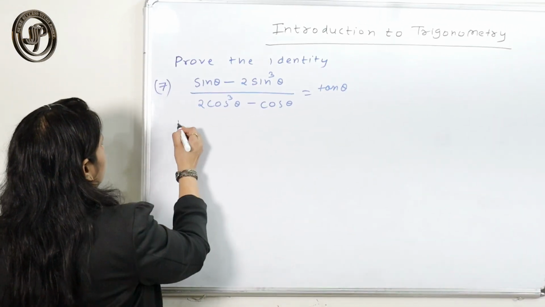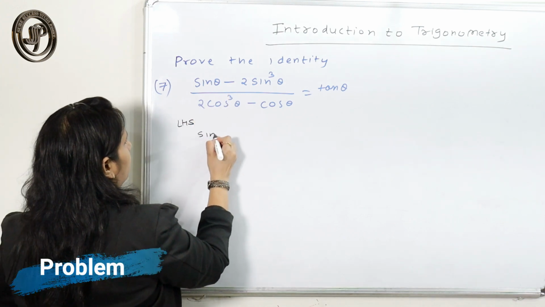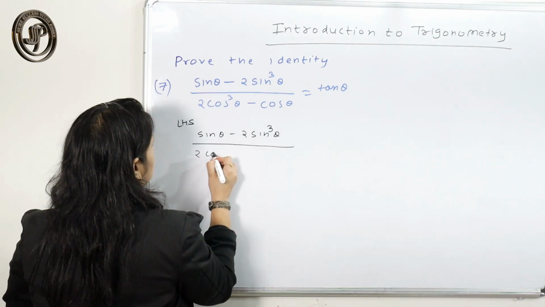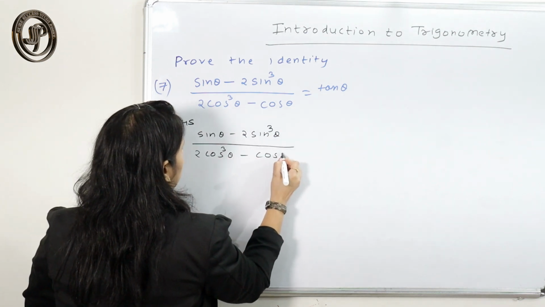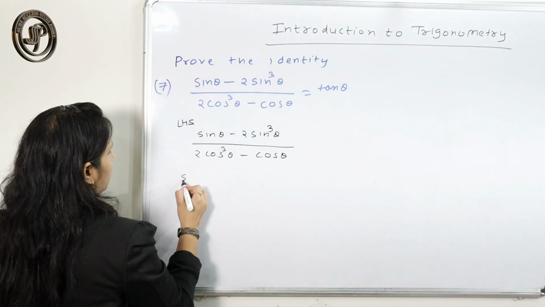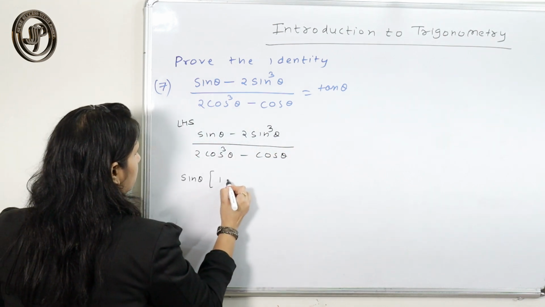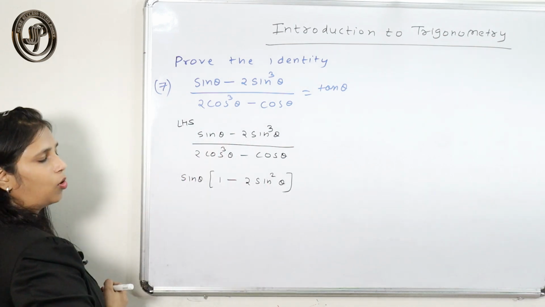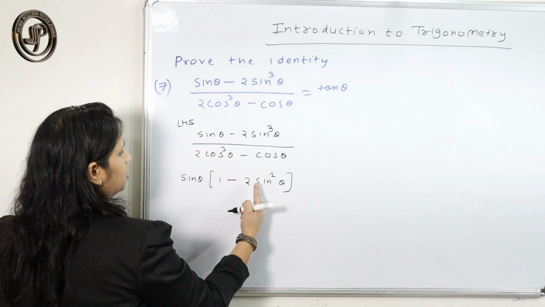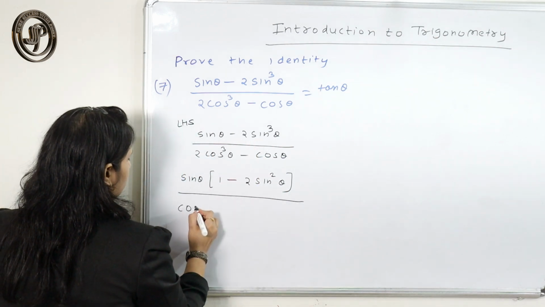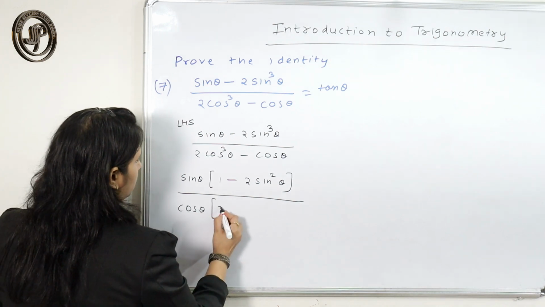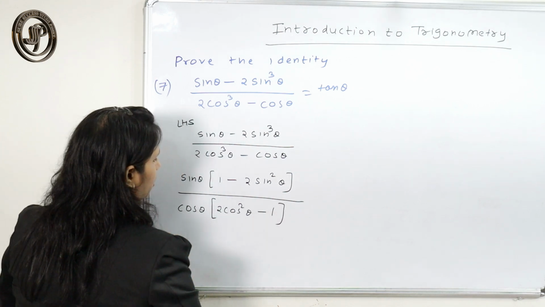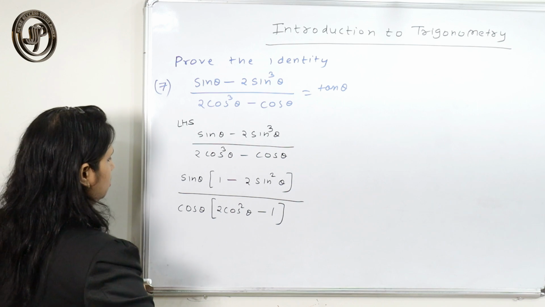So here is a question, LHS. This is also a very important question from the examination point of view. Okay, this is the question. In the numerator I can take sin theta common, then I am left with this. If I take sin theta common, here it comes 1, here it comes sin square theta. And in the denominator if I take cos theta common, it is 2 cos square theta minus 1.